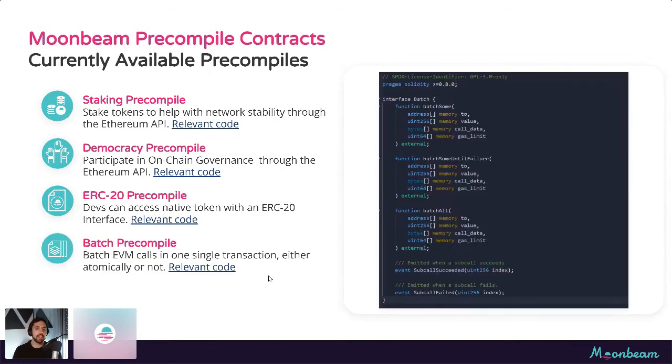And last but not least, for this first set of precompiles is a batch precompile that allows you to, as the name suggests, batch EVM calls into one single transaction. This is either atomically or not. I'm not going to go through it because I'm going to go into a lot more detail later on in the session. But the idea is that, if you have multiple EVM subcalls, you can batch them in one single transaction, keeping the message sender, which is really important.